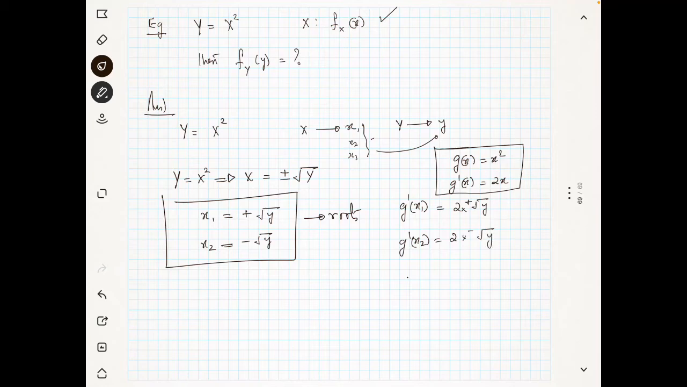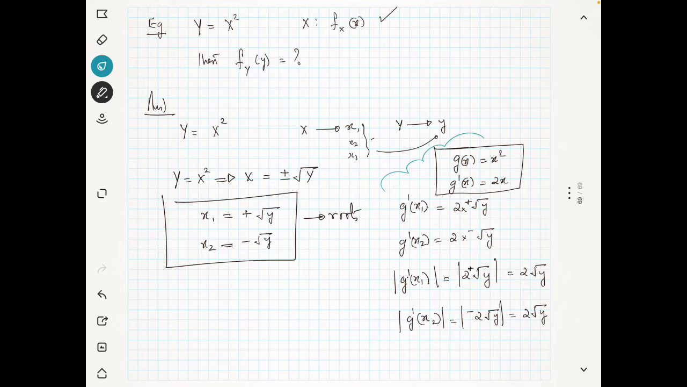Now we will find the absolute value. The absolute value of g dash of x1 is 2 into square root of y, and the absolute value of g dash of x2 is the absolute value of minus 2 into square root of y, so this is again 2 into square root of y. We have omitted the negative sign when considering the absolute value.